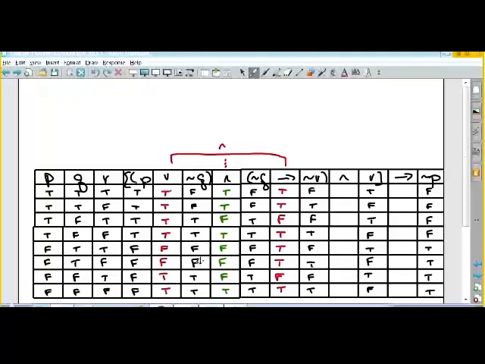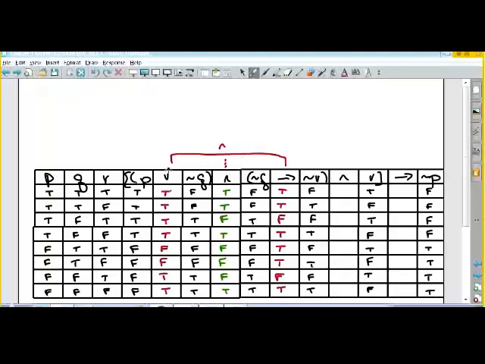Which is kind of interesting because a lot of times when you have an AND statement, you just end up with 2 out of 8. But the thing is, this one has 6 out of 8, and this one has 6 out of 8 true. So when you do it here, you get 4 out of 8.